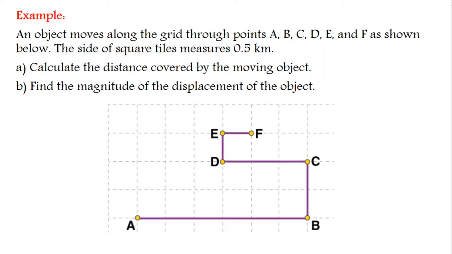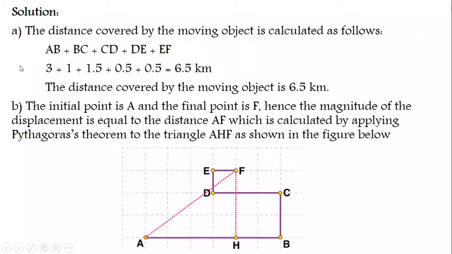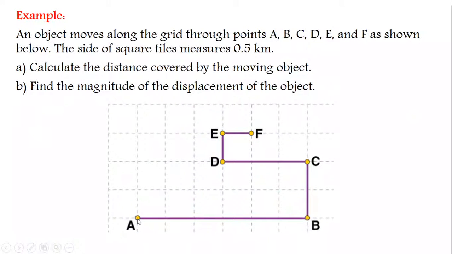Calculate the distance covered by the moving object, and find the magnitude of the displacement of the object. First, distance: this is the starting point and this is the ending point. Calculate A to B: 0.5 plus 0.5 plus 0.5 plus 0.5 plus 0.5 plus 0.5, total 6 times 0.5. So this distance is 3 kilometers.